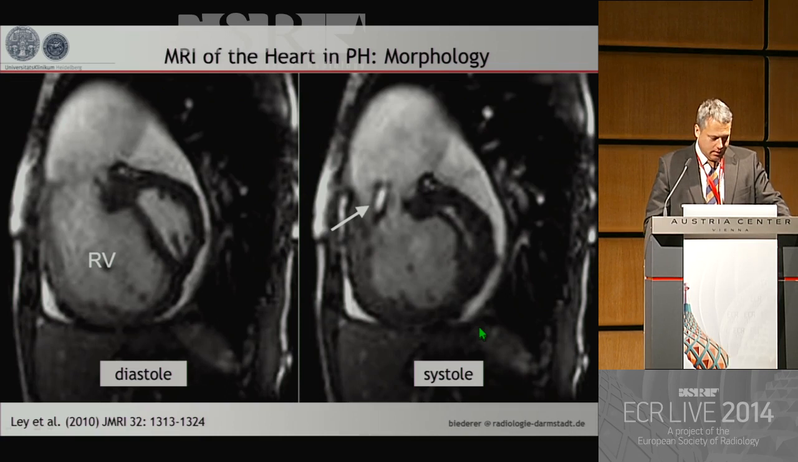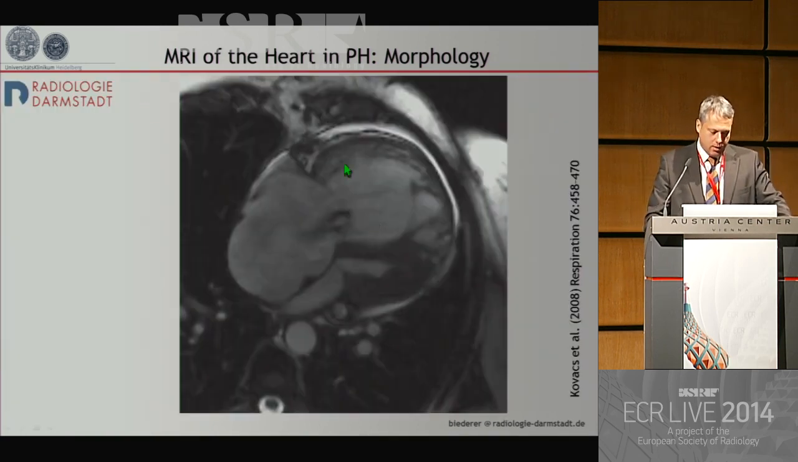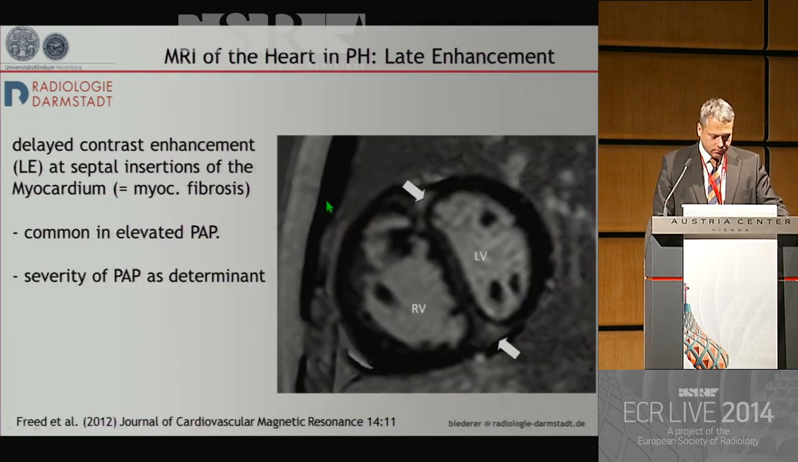And you see the left ventricle moving over. And we can look at these beautiful images from the literature where we see in systole a jet over the pulmonary valve, and another example of a beautiful jet over the tricuspid valve.